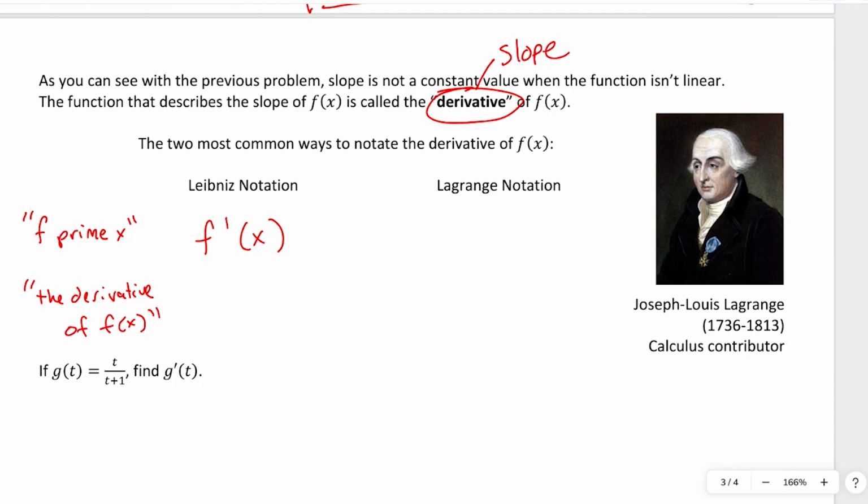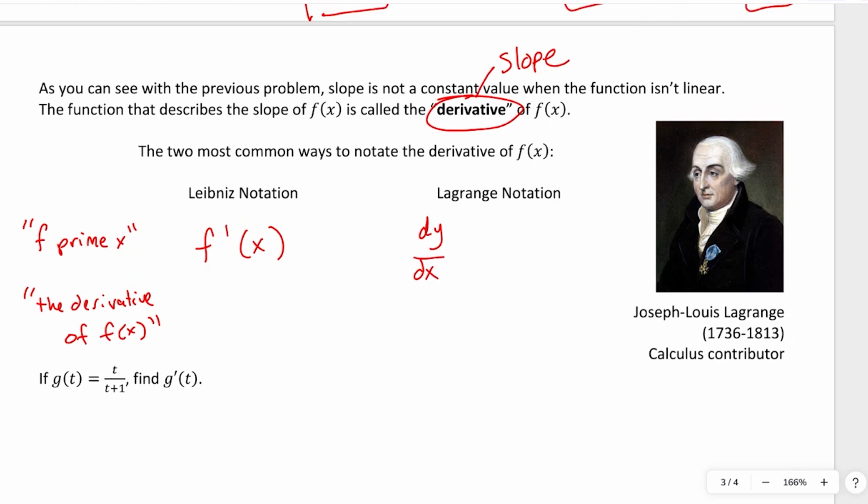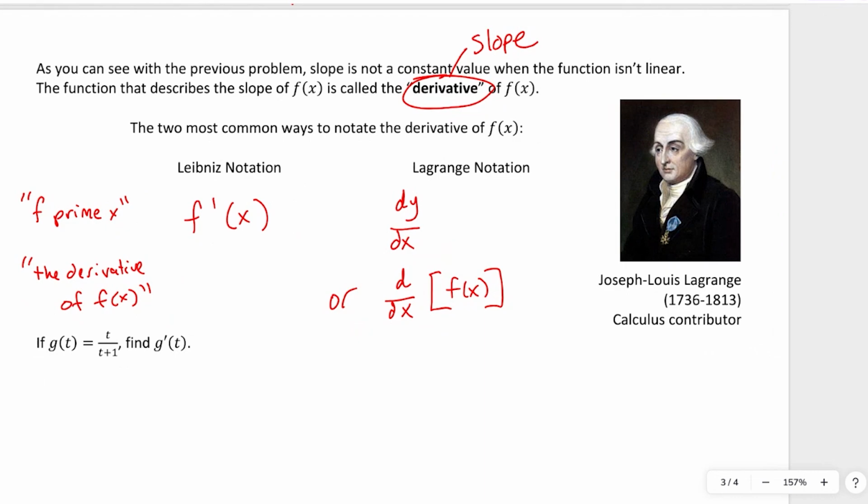We also have something called Lagrange notation, which is dy over dx. Or sometimes you'll see it as d over dx with the function in brackets or just sometimes right next to it. Now, these are both basically saying the same thing. dy over dx, what this really means is the derivative of y, or in this case, the derivative of f of x with respect to x. So the derivative of y with respect to x.